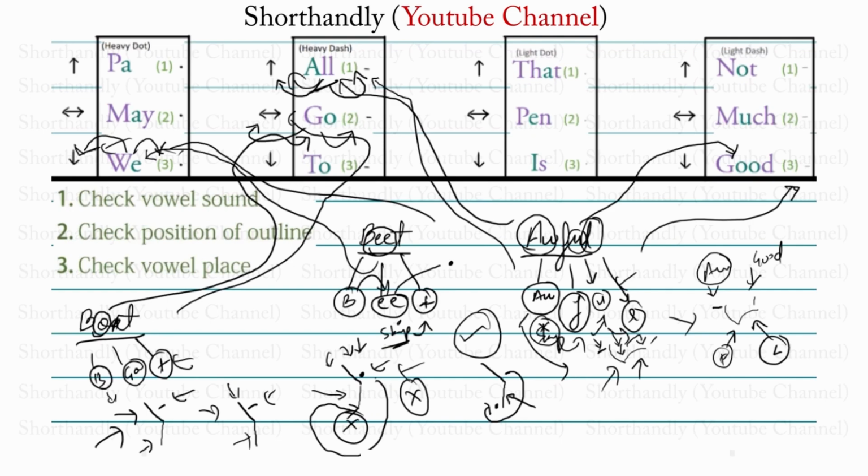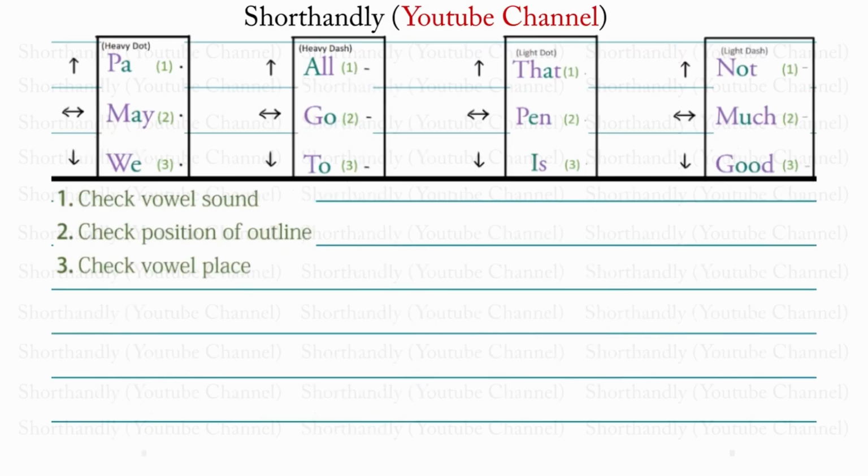Now let's take another example. Because we have to cover all these vowels, we have to take examples till we are done with all these vowels. So the next word is shoot. Let's pronounce it, it goes like shoot. The first vowel sound is oo, and oo is similar to do. So what's the position of the outline? This is through the line, and the vowel place is on the third place.